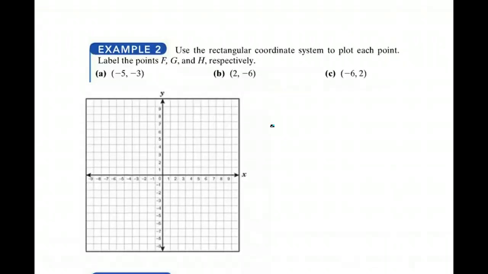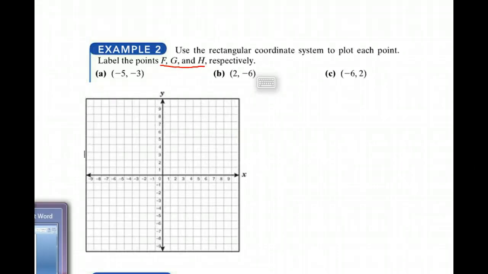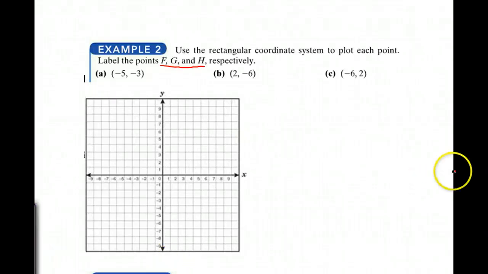So example 2 is some more practice using the rectangular coordinate system. We have 3 more examples here where you can label points F, G, and H respectively. Please remember that if it's a negative, you should be either moving to the left on the x-axis or downward on the y-axis, depending on if it's an x-coordinate or a y-coordinate. Please go ahead and take a moment and graph points F, G, and H. As soon as you're ready, please press play and we will check your work together.